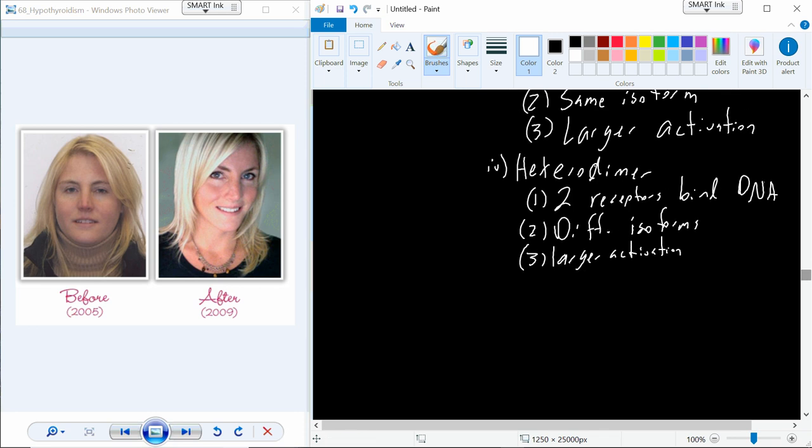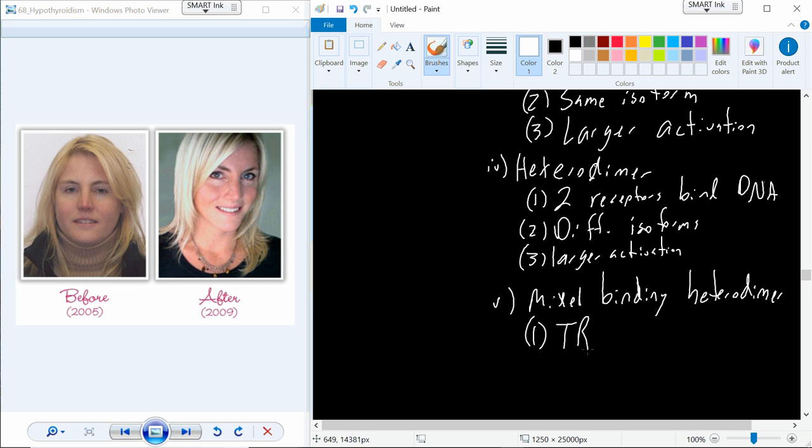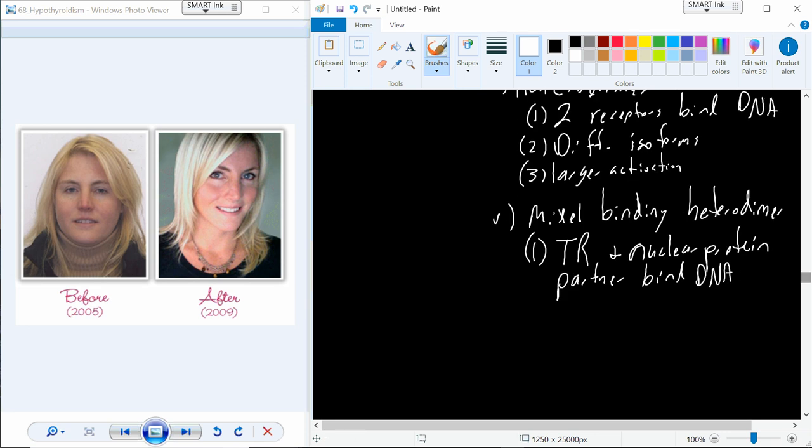And then the last option is for the receptors to undergo what's known as mixed binding heterodimers. What happens with the mixed binding heterodimer is we now have a thyroid receptor that binds to another nuclear protein partner. So this is not another thyroid receptor. It's another type of protein. And these two entities bind the DNA together. So we're forming a heterodimer, two different molecules. That's what heterodimer means. But it's mixed binding in the terms that it's not two thyroid receptors. It's a thyroid receptor and a nuclear protein.